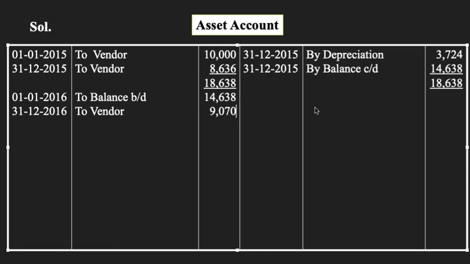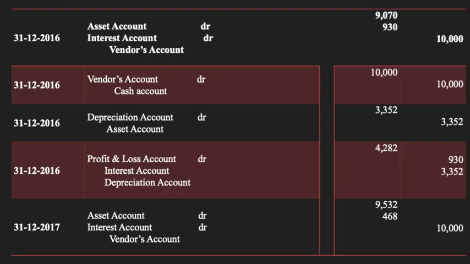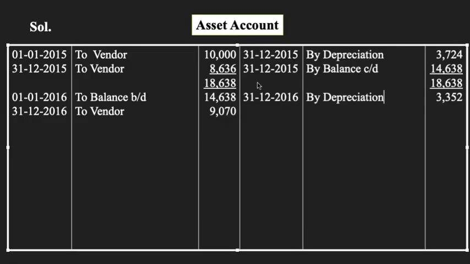Then we have to take down depreciation here for the year 2016. If we see, the depreciation amount for this year is 3,352. Now if you see here, we have depreciation account to asset account on 31st/12/2016, and the amount is 3,352. So we are going to make the record of the same in the asset account. So it will be on 31st/12/2016 by depreciation 3,352. So we are going to close the balance for the year 2016.